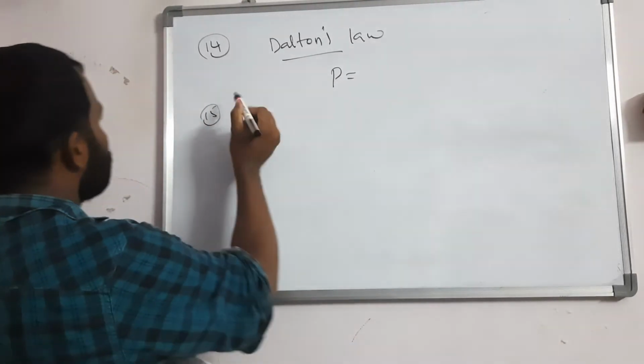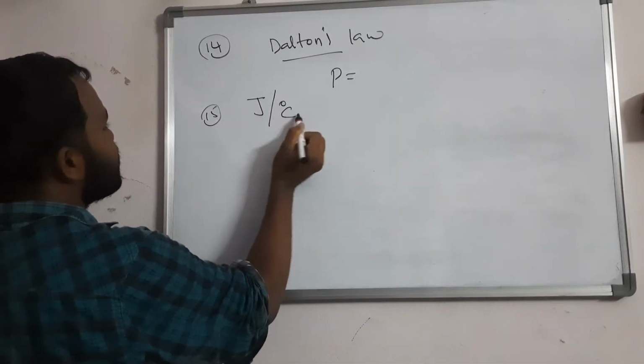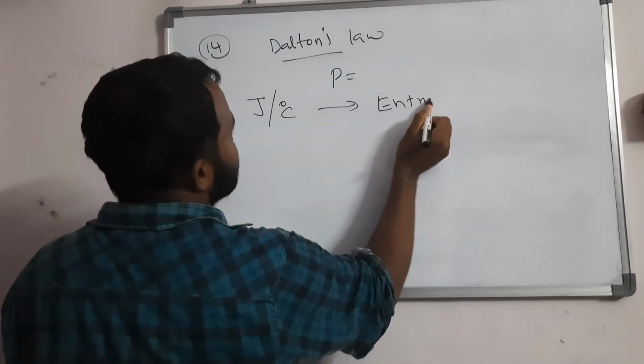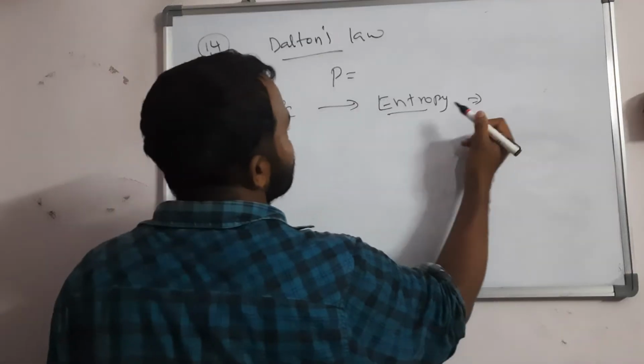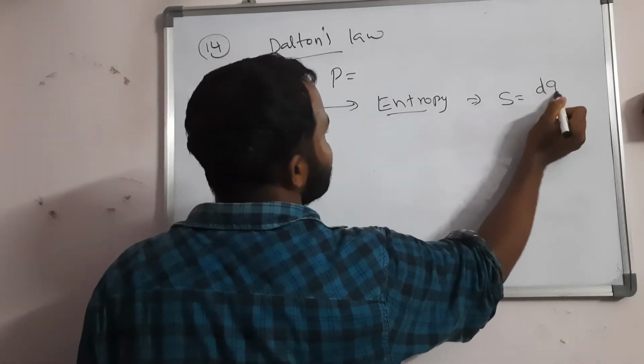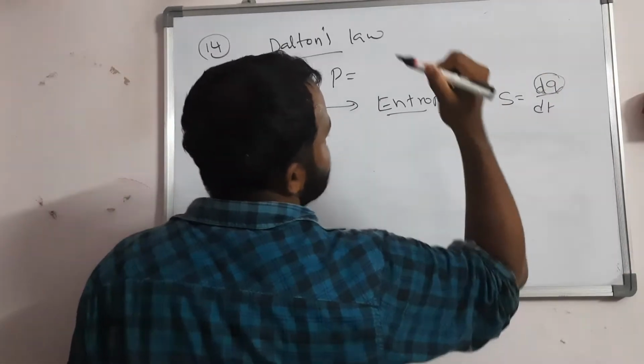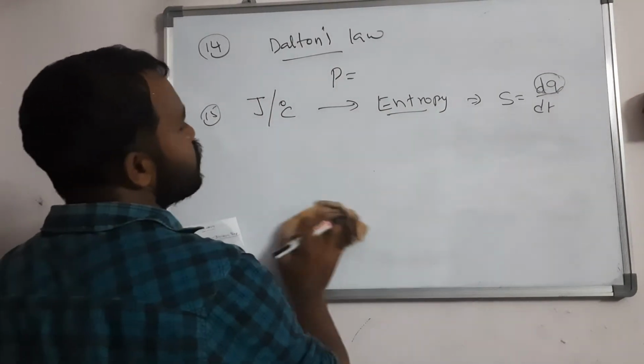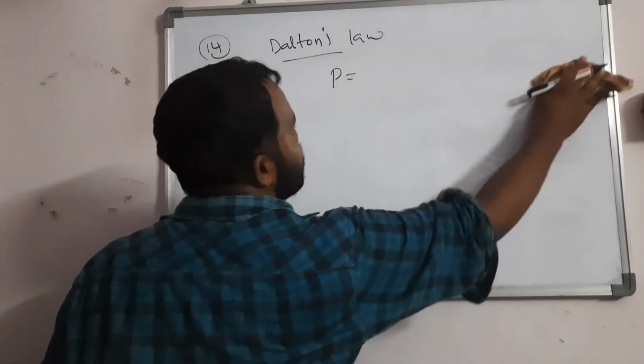Question number 15. Units of joule per degree centigrade is called directly entropy. How do you know? Entropy is S equal to dQ by dT. dQ means heat, in the form of calories, joules, whatever it is. So dQ by dT in degree Kelvin is the entropy.